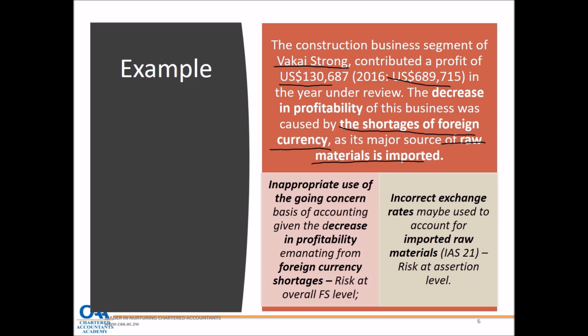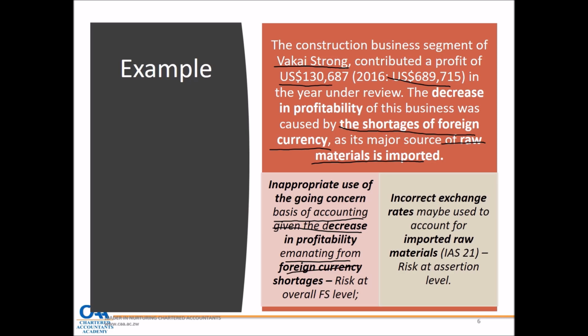What does it tell me? So my risk could be the decrease in profitability can be taken as a going concern indicator. So my risk would be read as follows: inappropriate use of the going concern basis of accounting. But why am I saying this? Given the decrease in profitability. So I've got the impact plus the trigger.